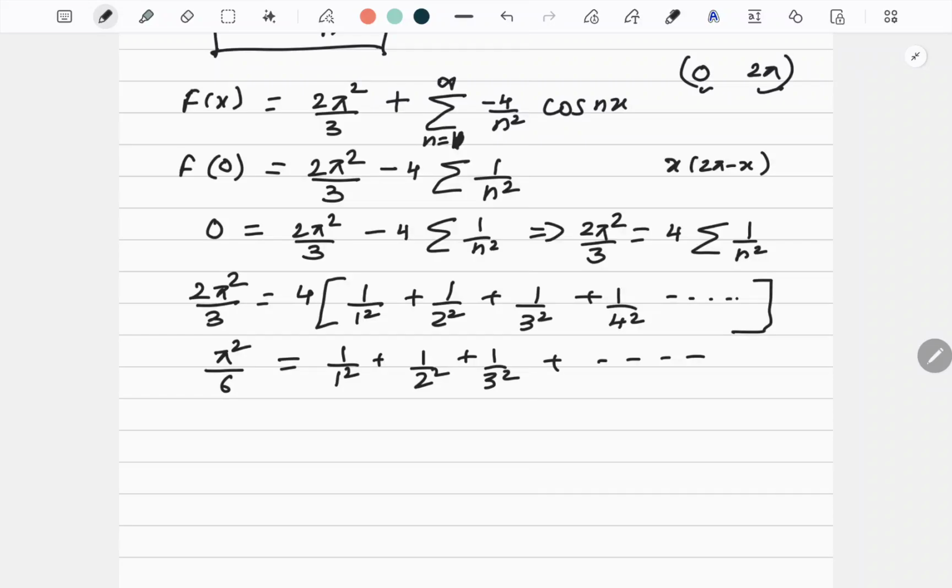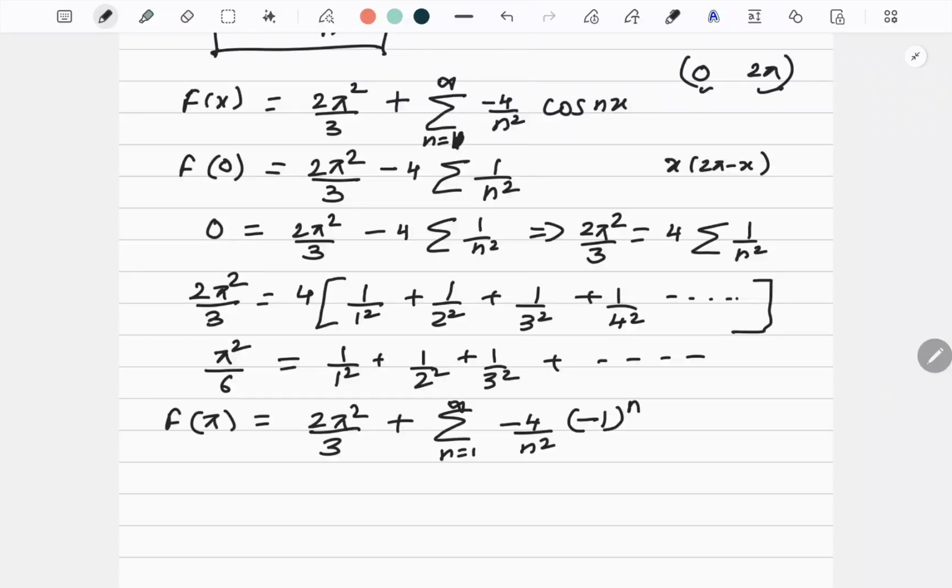So now if 0 is not working, let me try at pi. Maybe it will work. So now f of pi is equal to 2 pi square by 3 plus summation n equal to 1 to infinity of minus 4 by n square cos n pi. Now, what is cos n pi? I told you, always remember cos n pi is minus 1 to the power n.